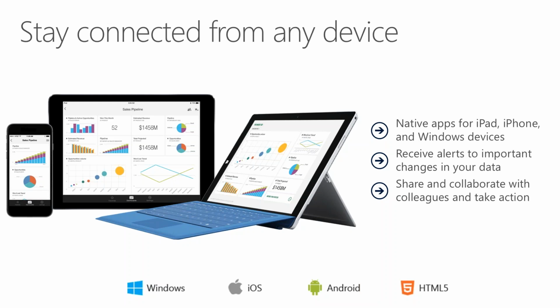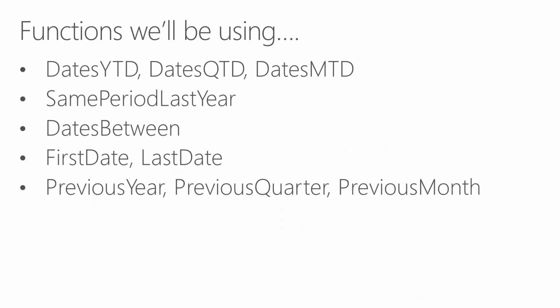Okay, so today we're going to be talking specifically about how Power BI works with bringing our data into our desktop tool, and then how we can leverage some of the very powerful DAX formulas to create some really neat time intelligence type calculations. So some of the functions that we're going to be looking at today are going to be functions like DATESYTD, DATESQTD, DATESMTD, SAMEPERIODLASTYEAR, DATESBETWEEN, FIRSTDATE, LASTDATE, and if we have time, maybe we'll look at PREVIOUSYEAR, PREVIOUSQUARTER, PREVIOUSMONTH. These are the specific time intelligence functions that we're going to be looking at.